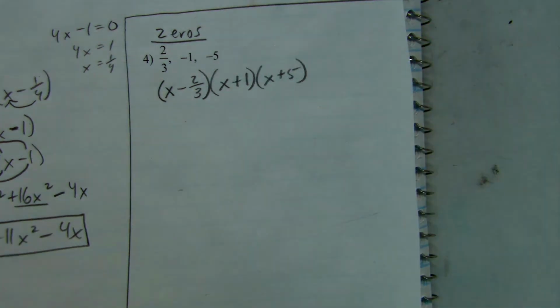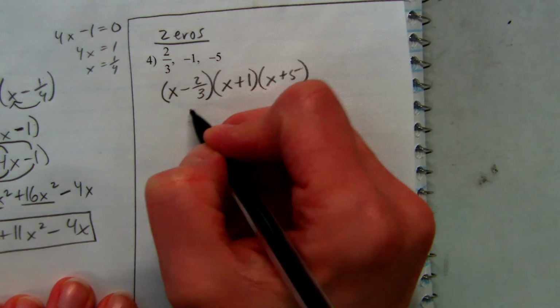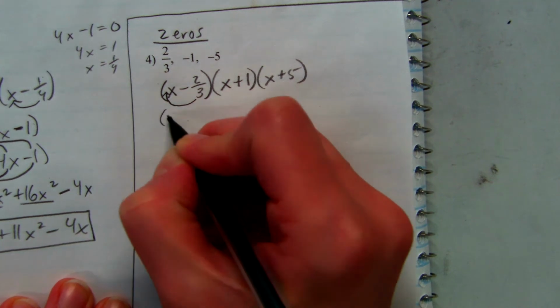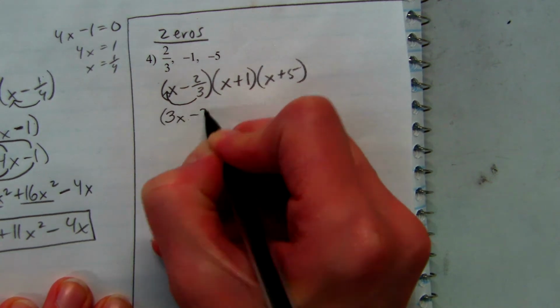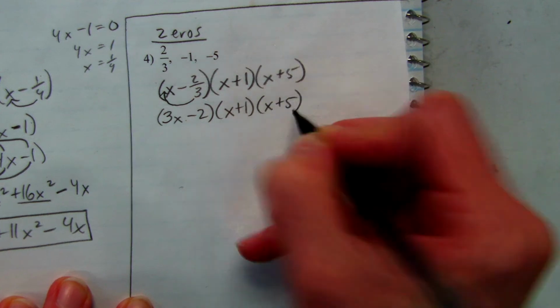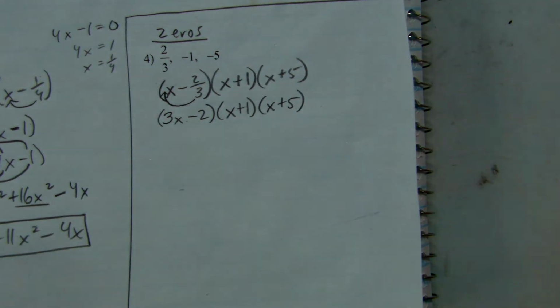Legitimate question? Wouldn't it be 3x minus? We haven't got there yet, but yes. So you're going to bottoms up so that we don't have any fractions, because that was in the directions. 3x minus 2, x plus 1, and x plus 5. So this part, not too bad. The only thing that makes this complicated is trying to multiply everything out.